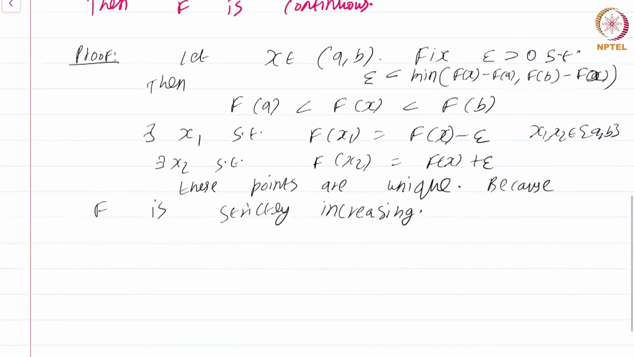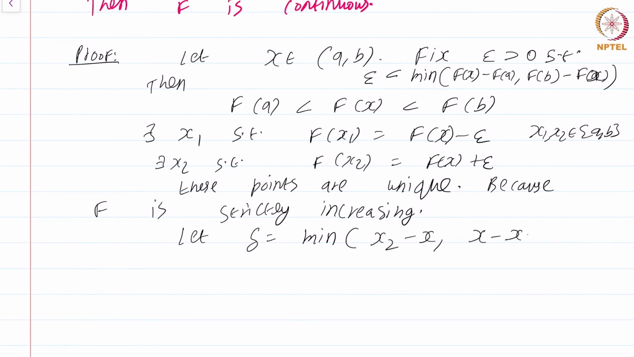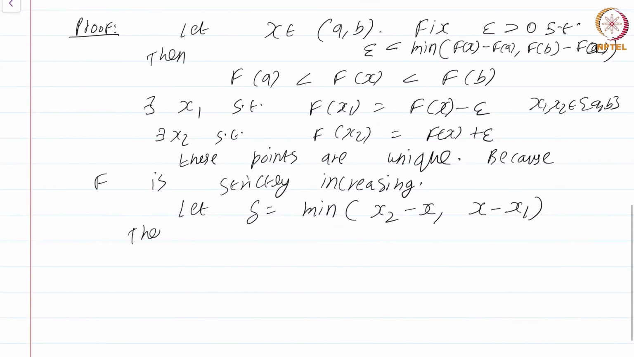Okay. Now let delta be equal to the minimum of x2 minus x and x minus x1. Fine. Then this choice of delta works in the epsilon delta definition.